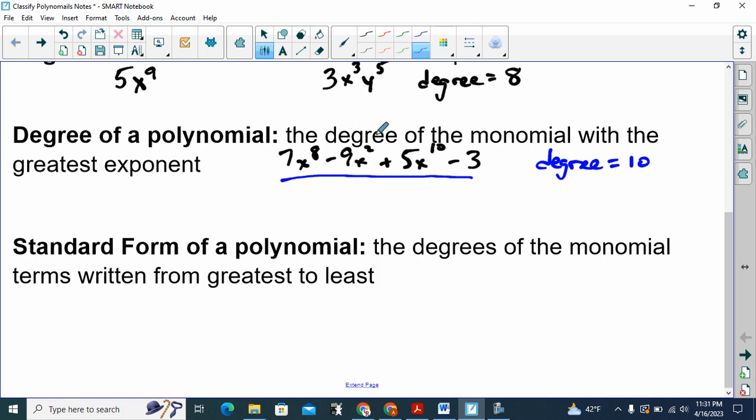We could rewrite this so that it is in standard form. We would write the biggest exponent first, so 5x to the 10th. And then the next biggest is 8. So I've got positive 7x to the 8th. I've got minus 9x squared. And I've got minus 3. So again, standard form, the exponents start with the biggest one, 10, and work their way down, 10, 8, 2, 0.